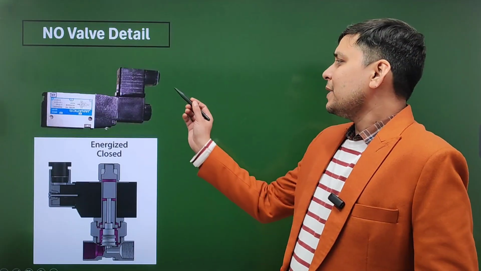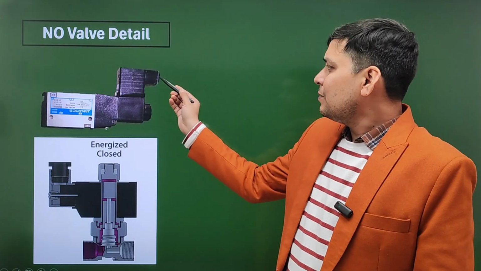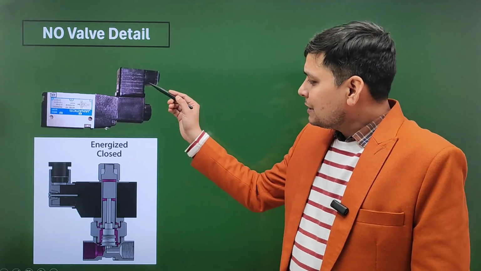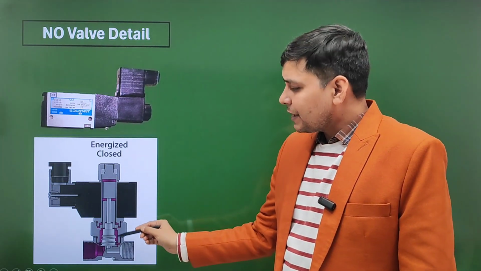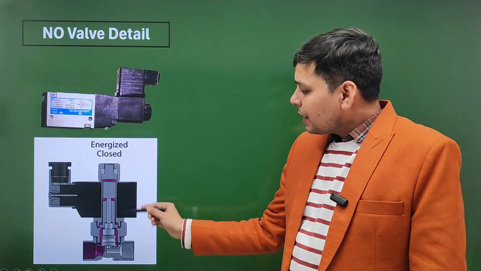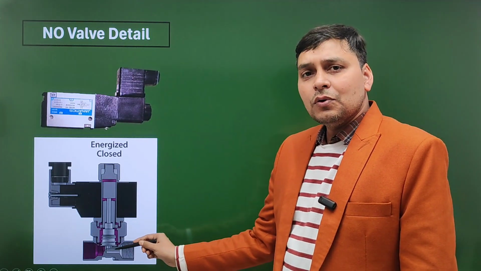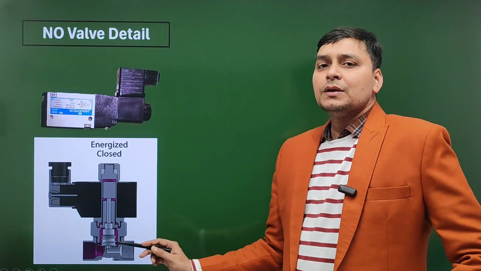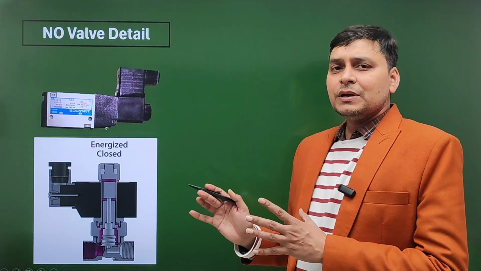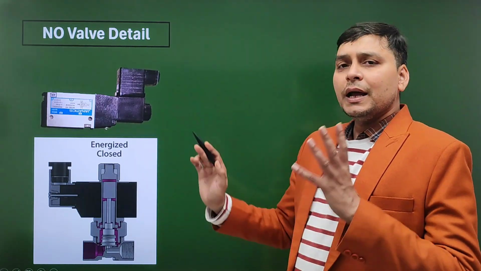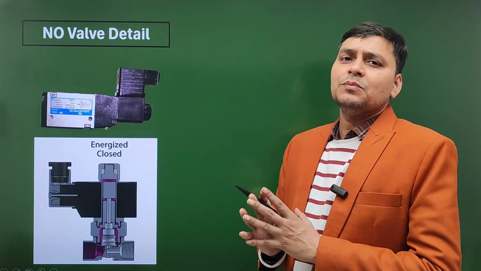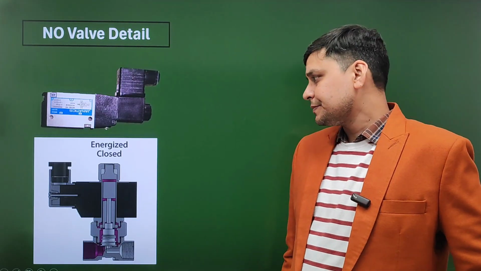And when we provide the supply to the coil, the supply is given from here, and when the supply is given, the plunger moves in downward direction and it stops the flow of fluid. Now it remains in the closed position. So when the supply is not given, it remains in open position, and when the supply is given, it remains in closed position. So this is the simple working of the NO valve.